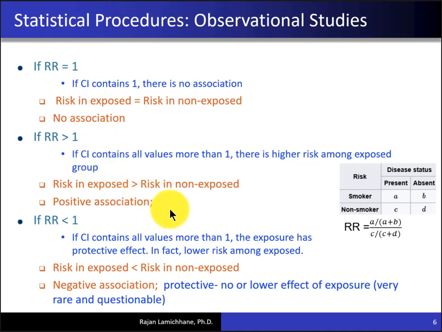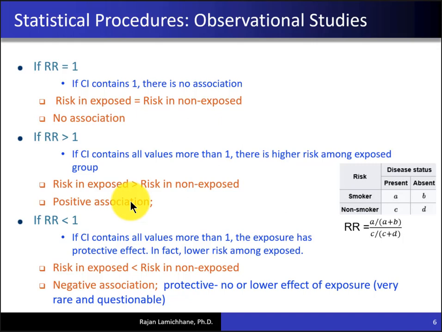And we call this a positive association, meaning the exposure is causing some impact on the disease. And if the relative risk is less than 1, which means all the values in the confidence interval are less than 1, then we can assume that there is no risk from the exposure factor. Instead, the exposure factor has a protective effect. When you are dealing with drugs, the drug has a protective effect on the disease because it protects our body from the disease.